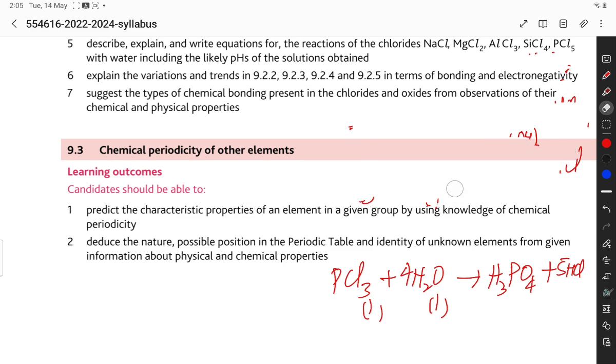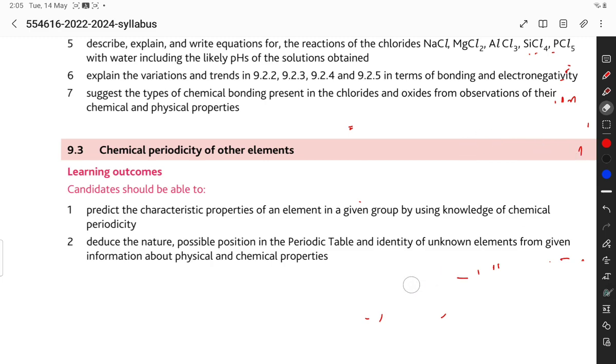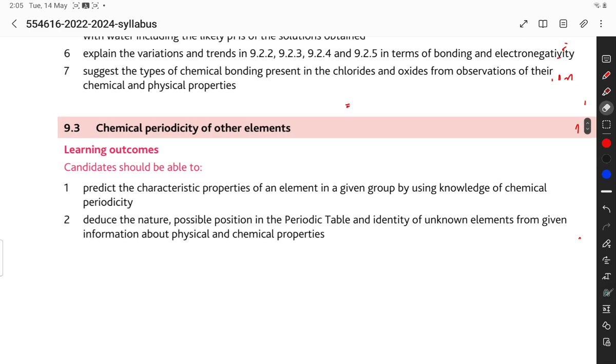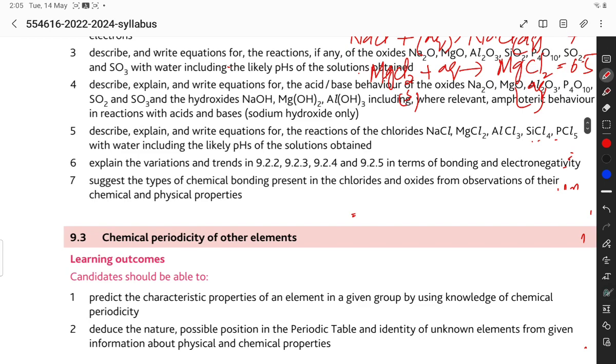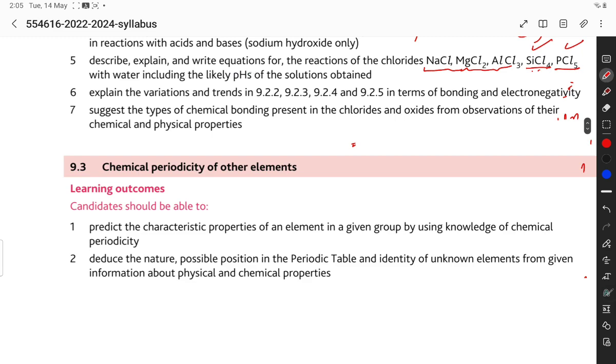You should explain the variations and trends in terms of bonding, which I have earlier discussed: these are ionic bonding, simple molecules, and pH 7, 6.5, and aluminum chloride is 2 to 3. And these are the simple molecules. Describe, explain and write equations for the reactions of chlorides, and explain the variations and trends in terms of bonding and electronegativity.